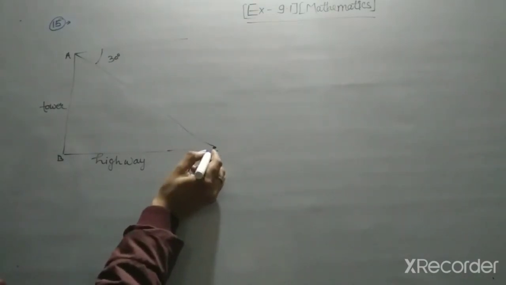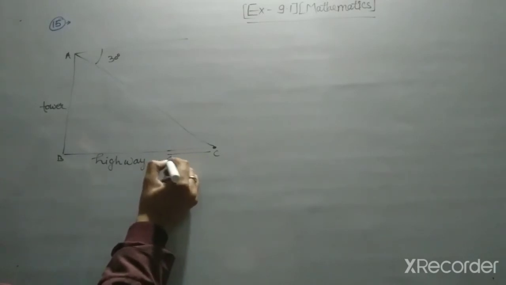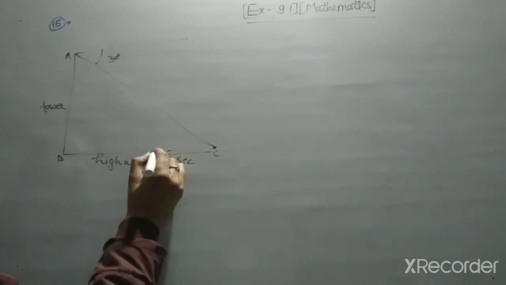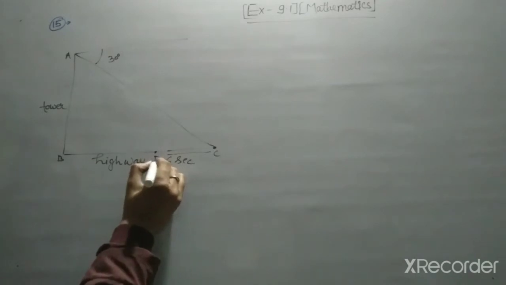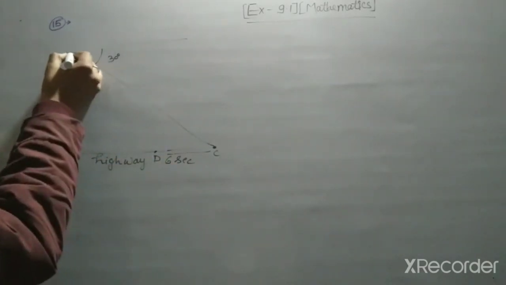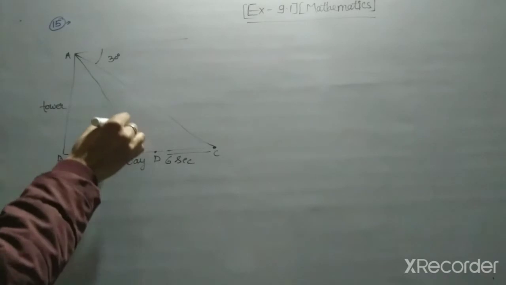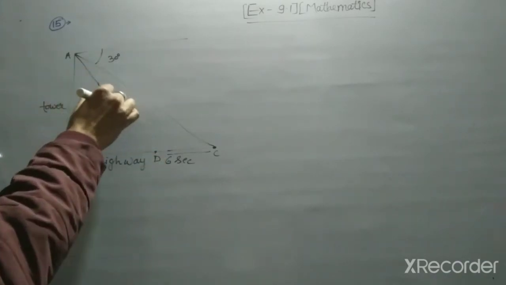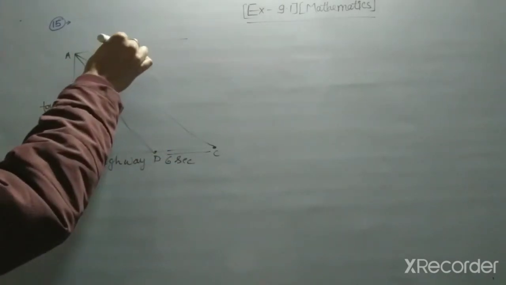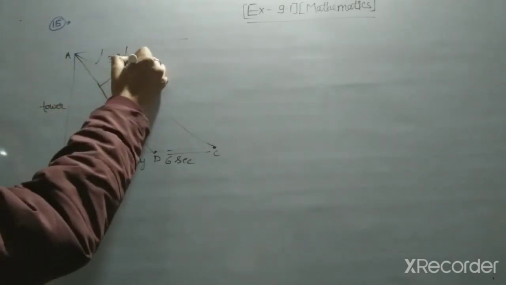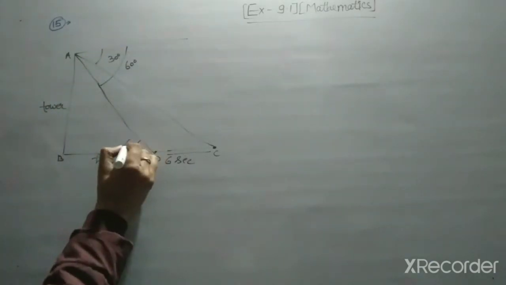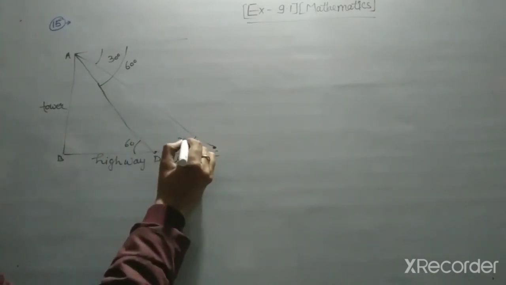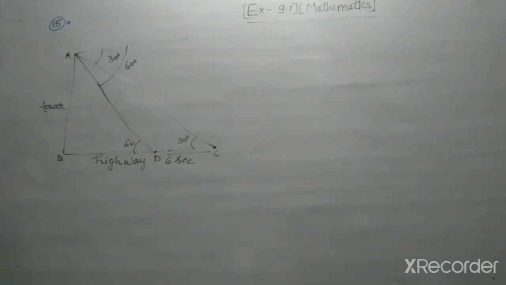After some time, the time is 6 seconds, I think. So after 6 seconds the car stands there at this point, and then the man sees this car, and at that time the angle of depression made by the man is 60. Okay, so this angle is 60 and this angle is 30. So you have to find how much time it will take to reach the foot of the tower.